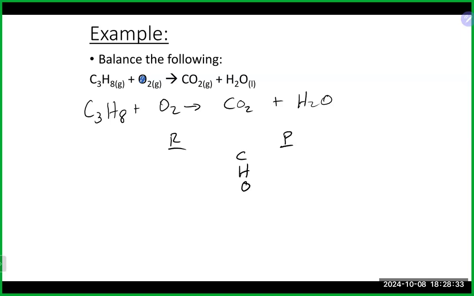Okay, so let's take a look again. We're going to make a little table here. We got 3 carbons on the left, we got 1 on the right. We got 8 hydrogens on the left, 2 on the right, 2 oxygens on the left. Again, we do have 3 oxygens total, 2 in the first one, and 1 more there in the water, which gives us 3. Again, not much here that is balanced.